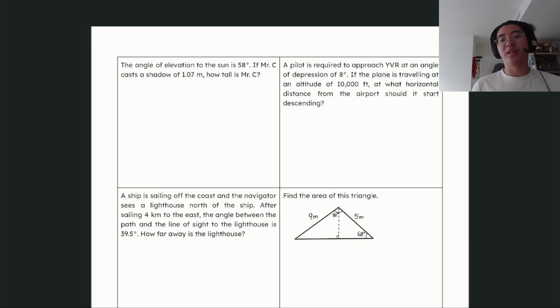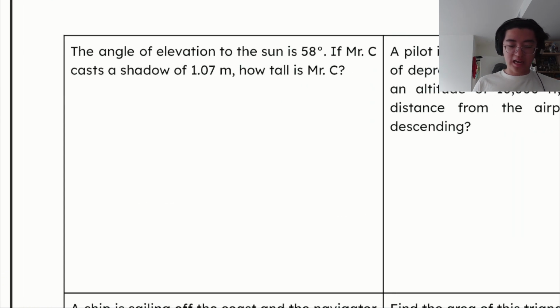So the next view, this is getting into the more proficient extending territory. But I want to show you some harder problems. Angle of elevation to the sun is 58 degrees. And if Mr. C casts a shadow of 1.07 meters, how tall is Mr. C? Okay, so we know right away we're looking for the angle of elevation here.